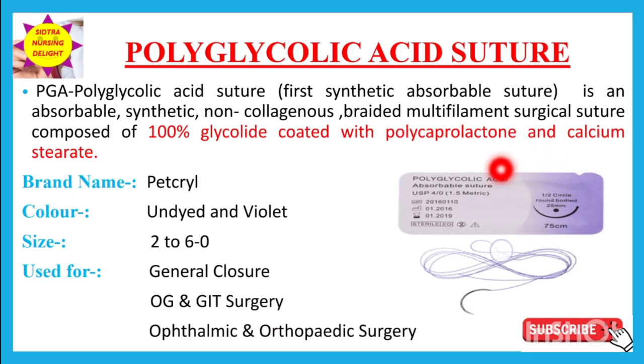Its brand name is Petkril. Its color is undyed and violet. Its size is from 2 to 6. It is used for general closure, obstetrics and gynecological surgery, gastrointestinal surgeries, and ophthalmic and orthopedic surgeries.